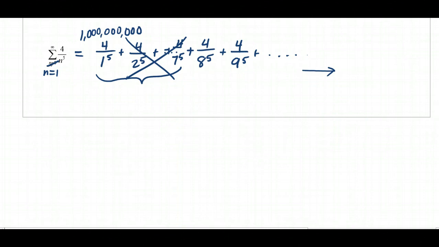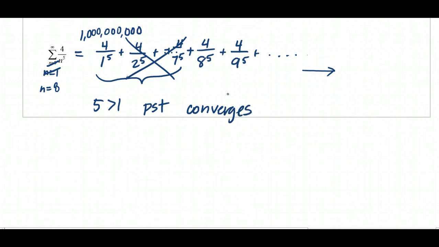So it doesn't matter that my starting index here is an 8. That doesn't affect anything. So I can go back to having a starting index of 8 and still apply the p-series test to determine whether the infinite series converges or diverges. So since 5 is greater than 1, by the p-series test, I have that this infinite series converges. Now the difference is that the infinite series would not converge to the same value with a different starting index, but that wasn't the question. The question was just convergence or divergence.